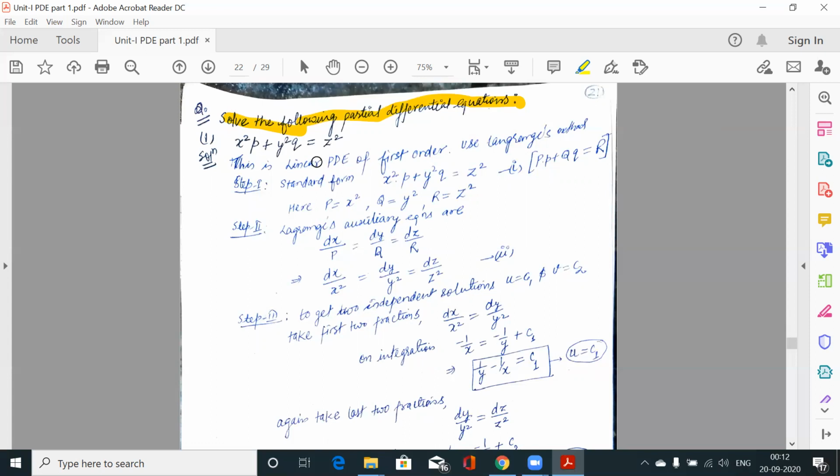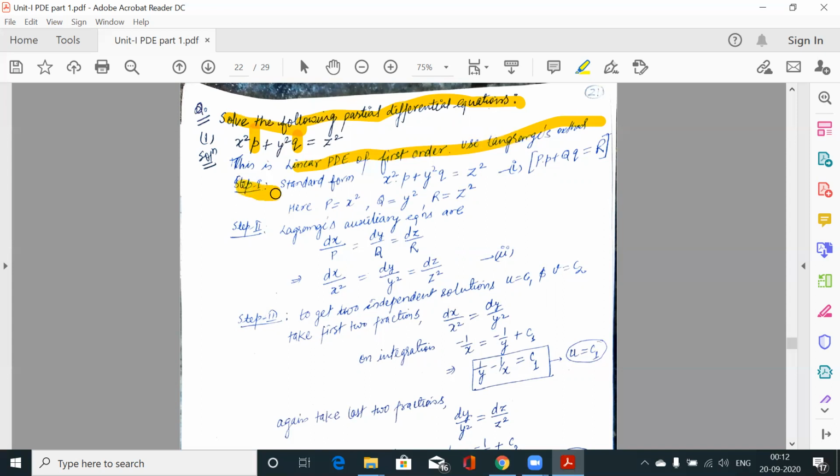So next. Now the question is x square p plus y square q is equal to z square. Is it a first order PDE? Yes, it is a first order PDE. Why? Because it includes p and q. p is a first order derivative, q is a first order derivative. So this is a first order PDE, which can be solved by Lagrange's method. This is a linear PDE of first order, so we can use Lagrange's method.